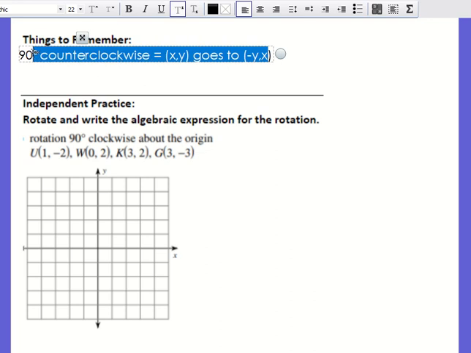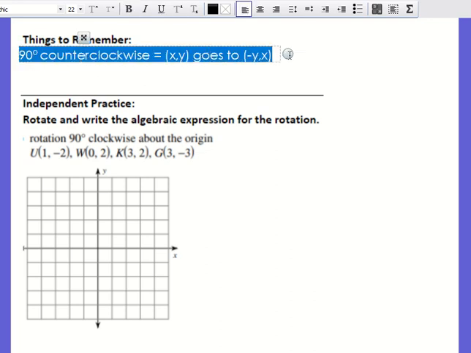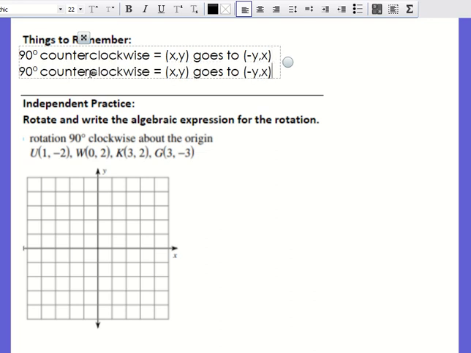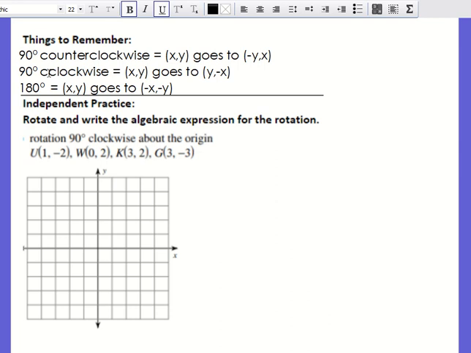Okay, I'm going to copy and paste so I don't have to write all that again. And we'll do clockwise, but remember clockwise is that they switch and X goes to their opposite. And our last one is 180, and it doesn't matter which way I go, but X and Y stay in the same position but change to their opposites. I have 2 C's here. Here we go.